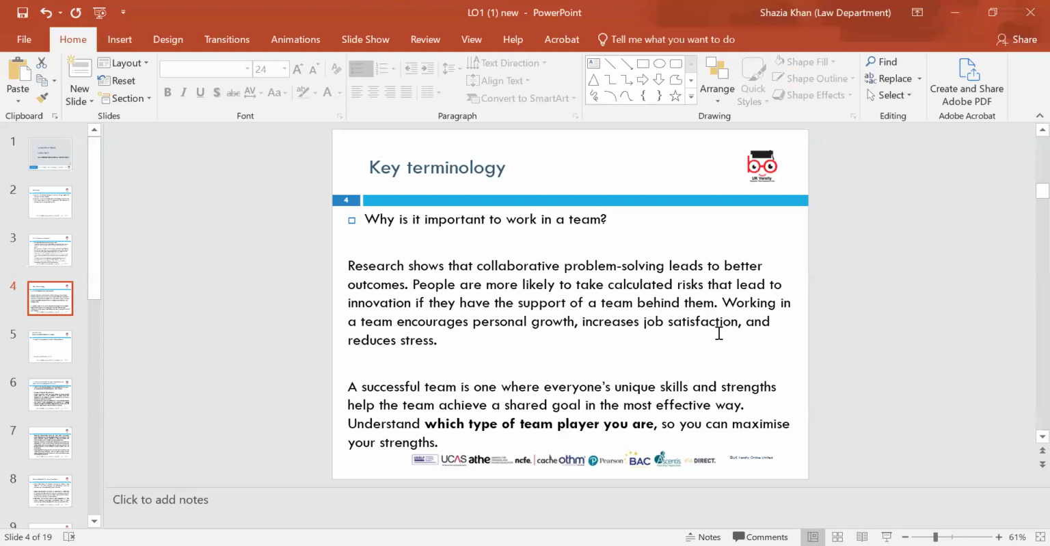So firstly, key terminology. Why is it important to work in a team? Research has shown that people perform better in a team. It encourages productivity growth, personal growth, and includes things like job satisfaction. If you work in a team, people are likely to support each other, and it also reduces some form of stress. When we look at a successful team, this is where people have different skills. Like we said, everyone's different, so you can maximize your strengths. You might be good at something that I'm not good at, and you give me an idea with what you feel, and it's great because you work better like that.